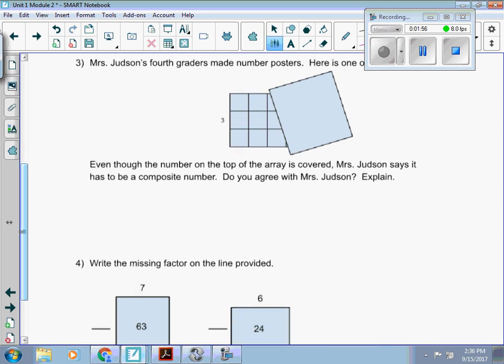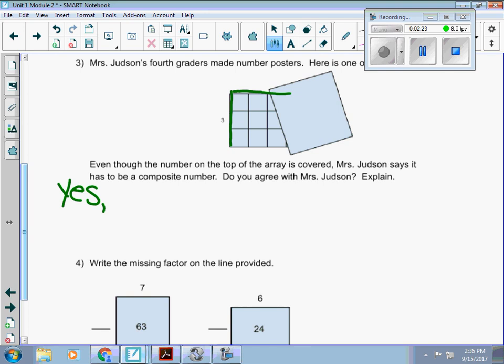Number 3, we made posters similar to this in class. And so we made our arrays for all of our different numbers. And on this array specifically, we can see that this side is 3. And we can see that there's at least 3 here, and maybe it goes on to 4 or 5. And Mrs. Judson says that it's a composite number. Well, first off, it is, yes. Whatever the number is, it's composite.